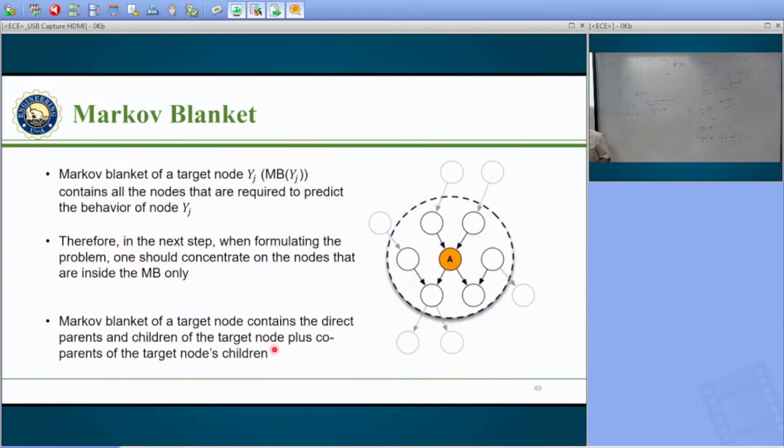Let's suppose this problem is like a sensor network design. I don't know, has anybody done sensor network design here? Any PhD students? Okay. So what are you doing your PhD on?